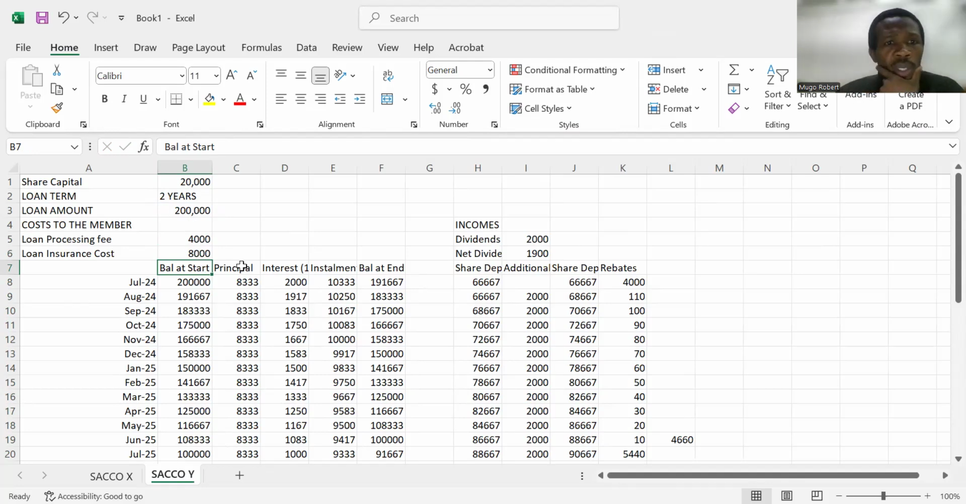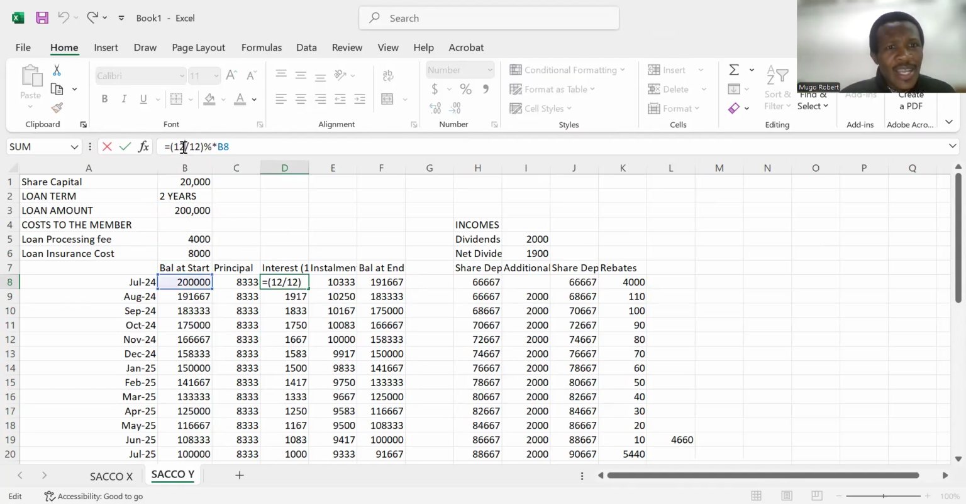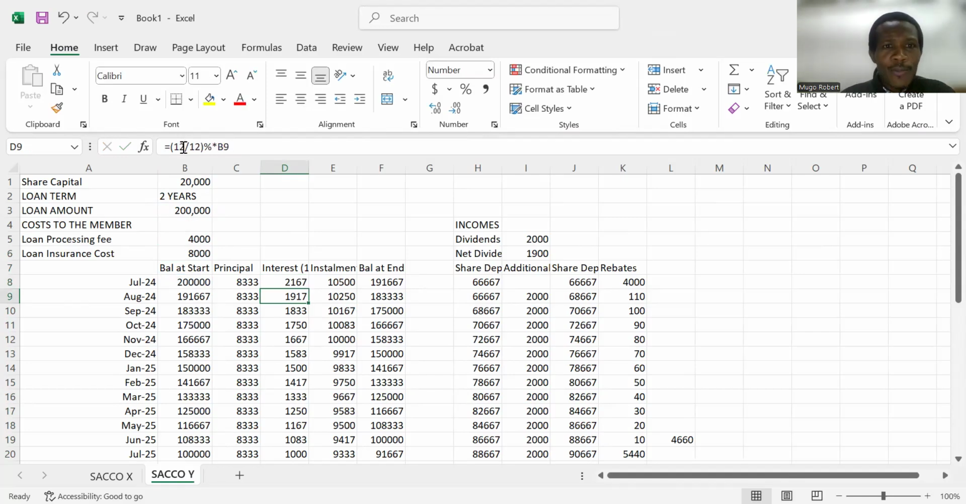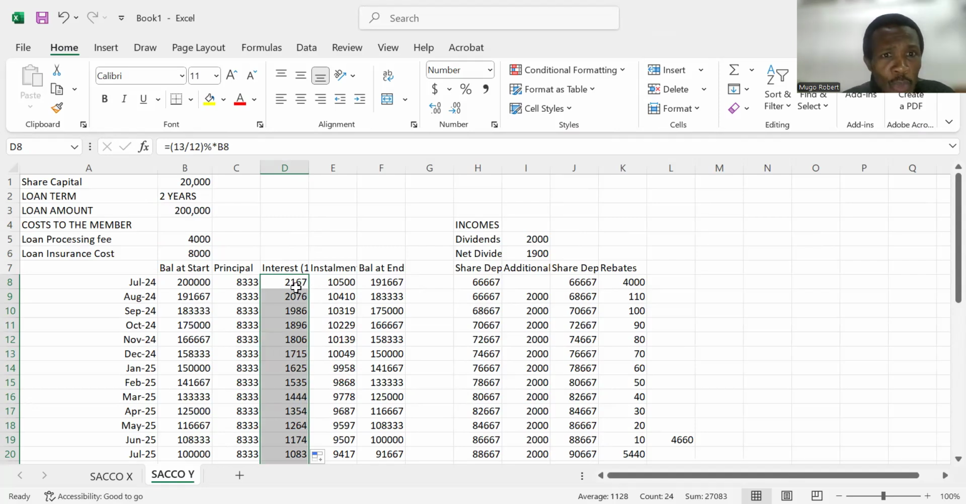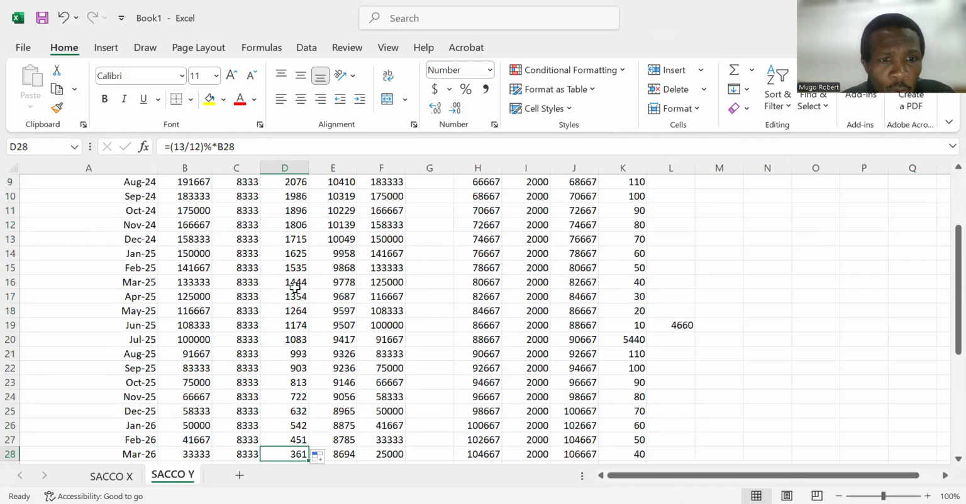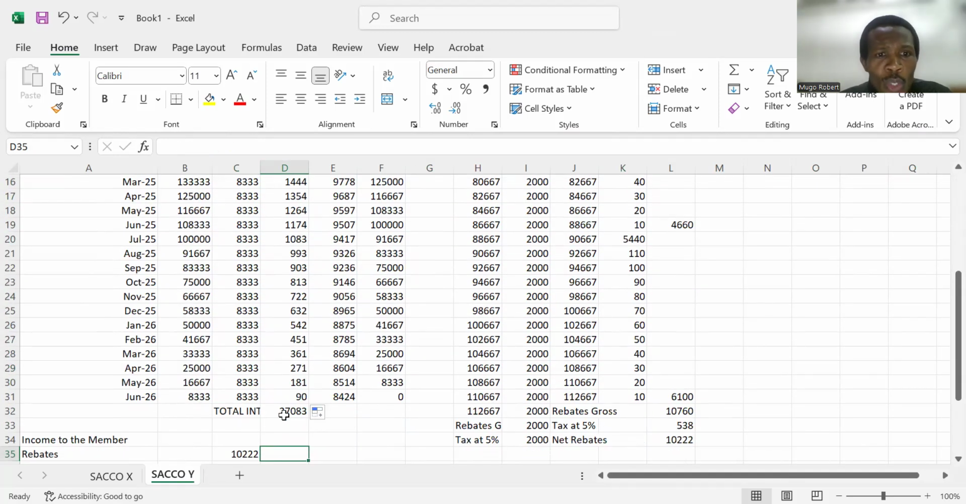Sacco Y is charging interest on loan at 13%, not at 12%. So here, I'm going to adjust this to 13, enter, then double tap. When I double tap, the interest is already computed because we have formulas. So for Sacco Y, the interest will be 27,083, the interest that this member will pay.